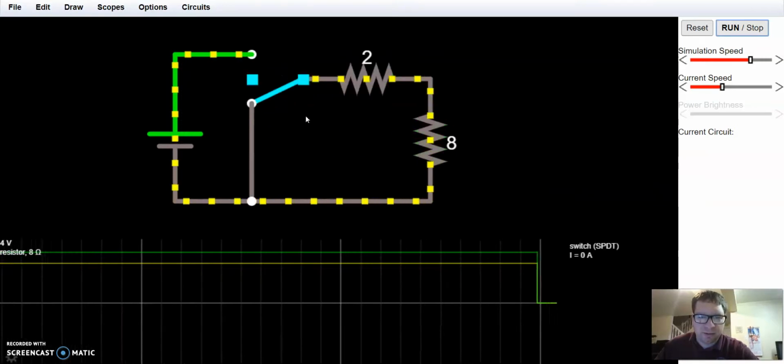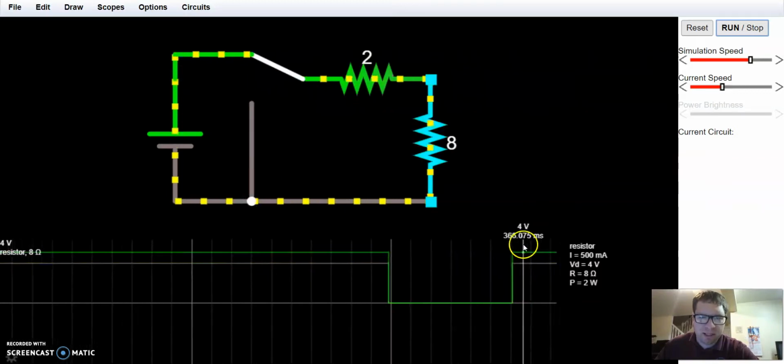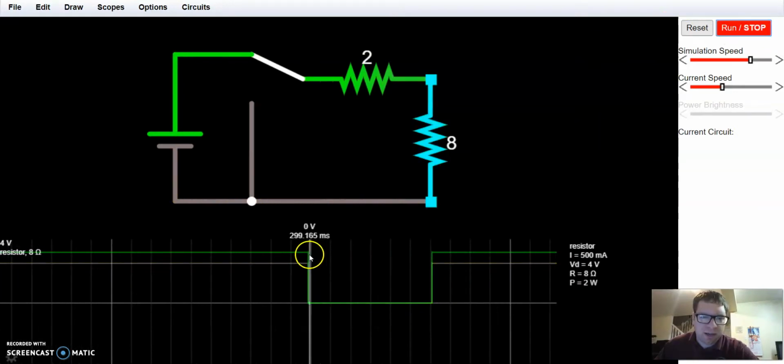If I turn it off, the voltage drops to 0. If I turn it back on, it immediately jumps back up to 4 volts. So what we're going to be curious about is how long this transition takes. In a circuit with only resistors, we find that the transition is instantaneous.